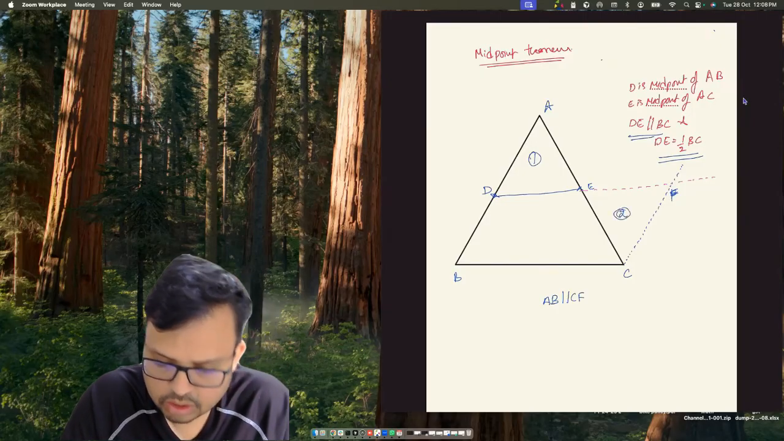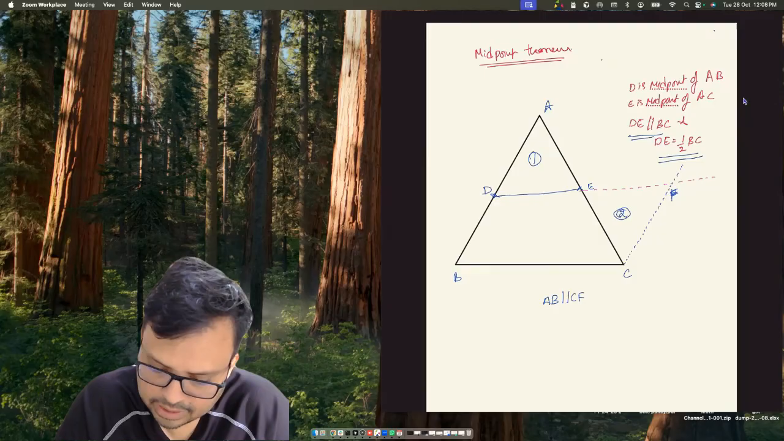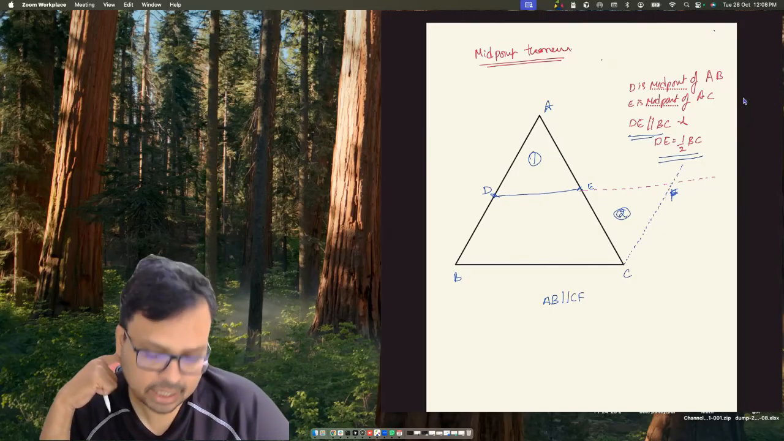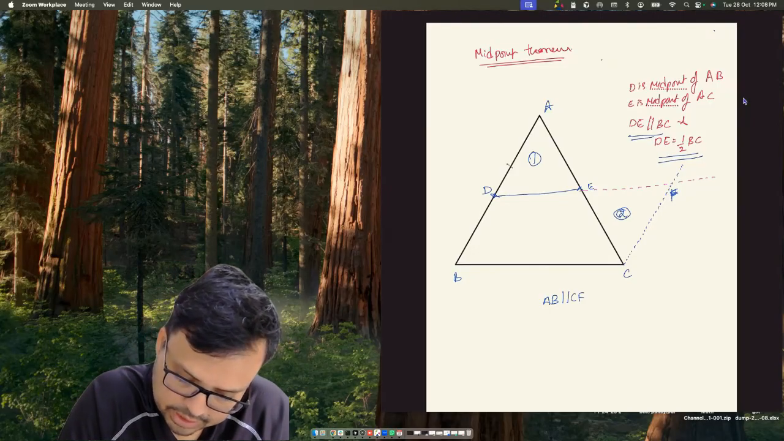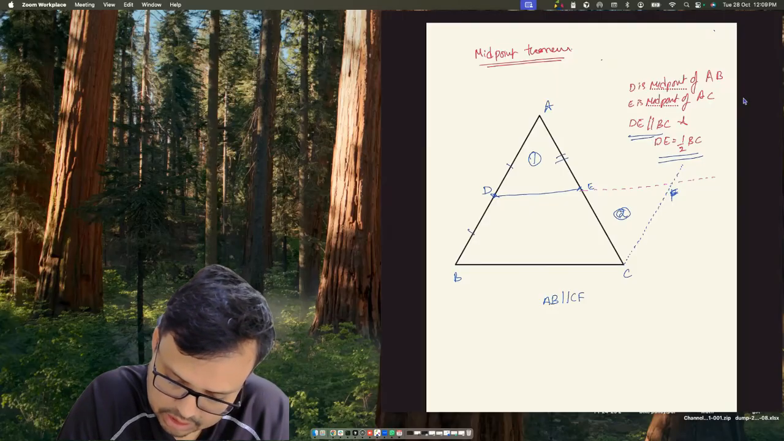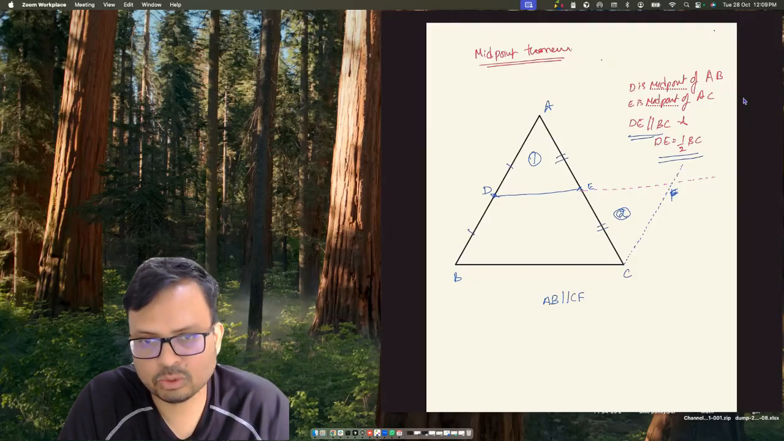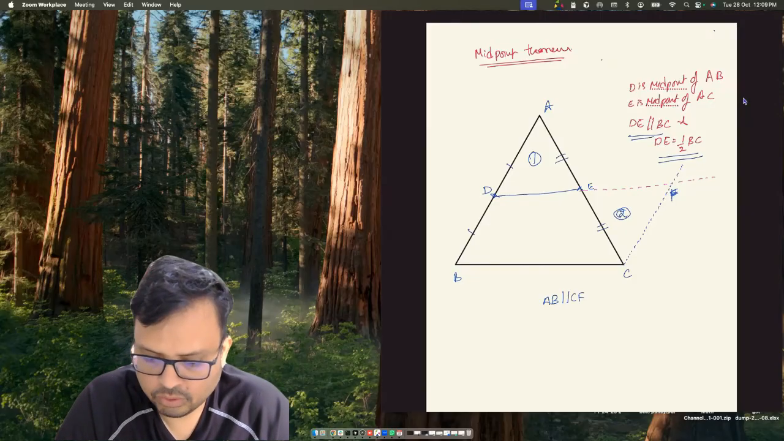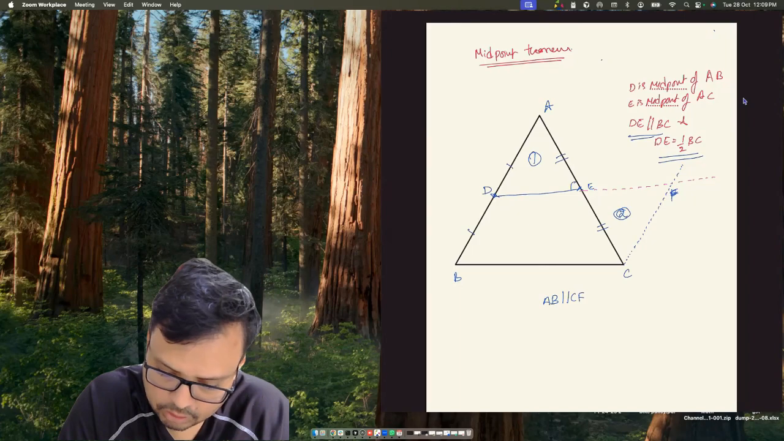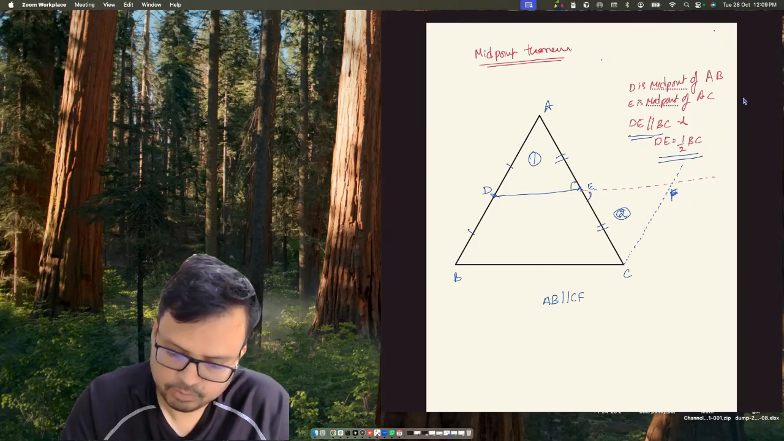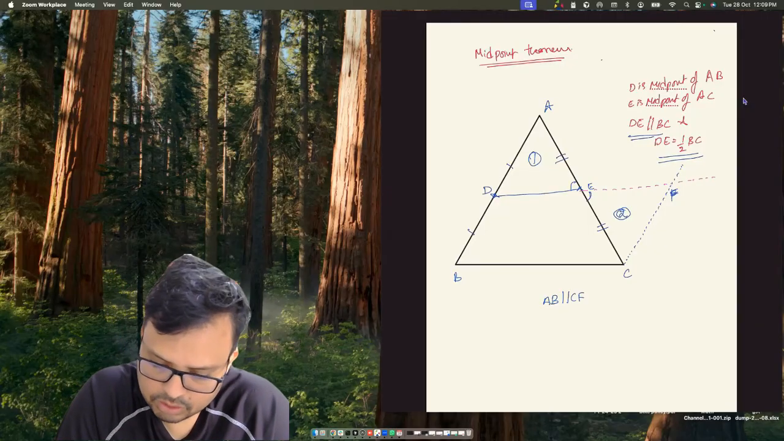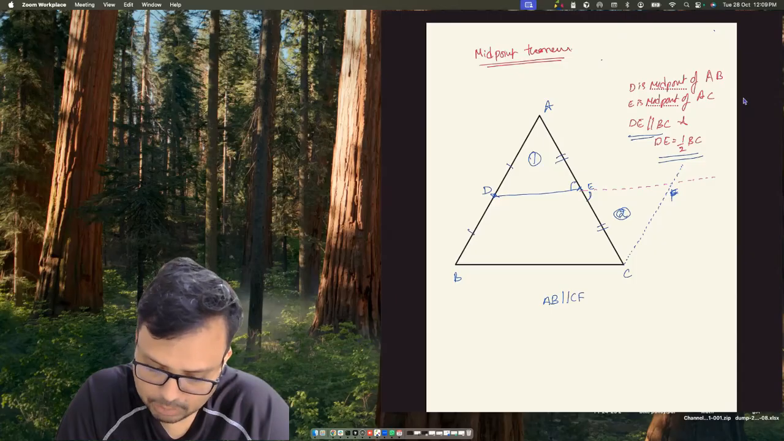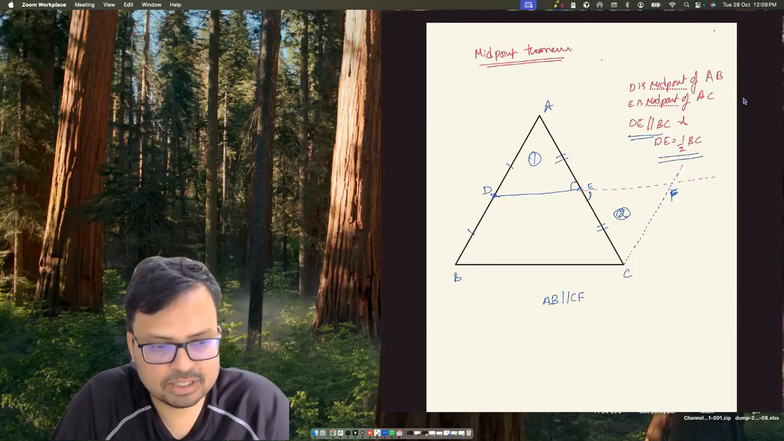Our objective is to prove that line DE is parallel to BC and DE is half of BC. Now, what is given? AD is the same as DB, and they also gave that E is the midpoint of AC, so AE is equal to EC. We also know there is a vertically opposite angle created here. We're going to use our previous session's knowledge: because CF is a line drawn parallel to AB, the line DF becomes the transversal.